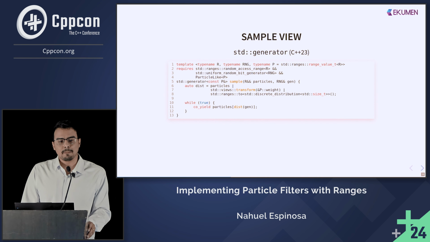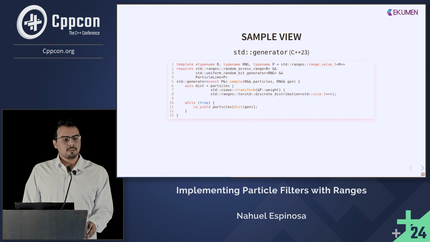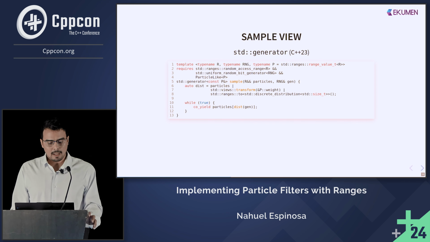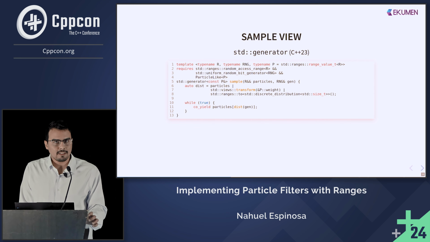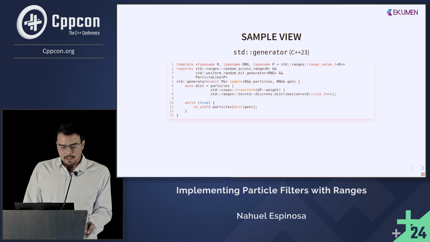So the first implementation one could think of is using std::generator, which basically can convert a coroutine into a view. As long as you iterate over the std::generator view, you will get the values yielded by the coroutine. And I'm going to break down this code really quickly.